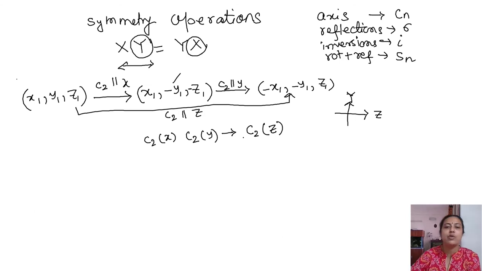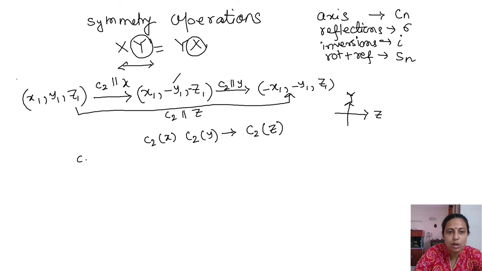That means if you have in a molecule a C2 axis along the x-axis and a C2 axis along the y-axis, then their product will automatically generate C2 along the z-axis. We know that if there are two group elements, then their product is also an element of the group. So the existence of two symmetry elements is ensuring the presence of another symmetry element. Let us take another example.